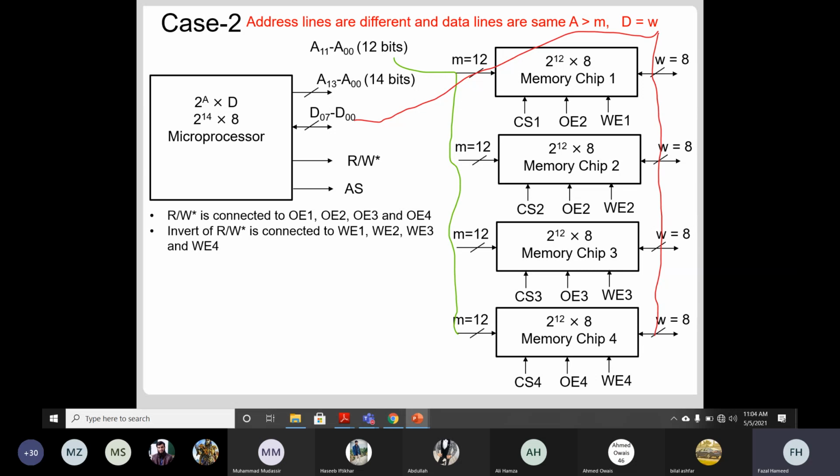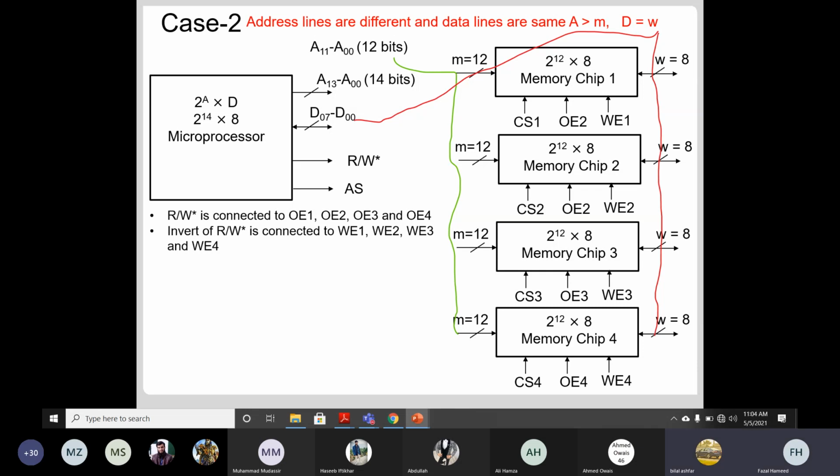What about the most significant bits? Which bits are missing now? 12 and 13, sir. Very good. 12 and 13 are missing. So we need to connect them in some fashion. How can we connect them?